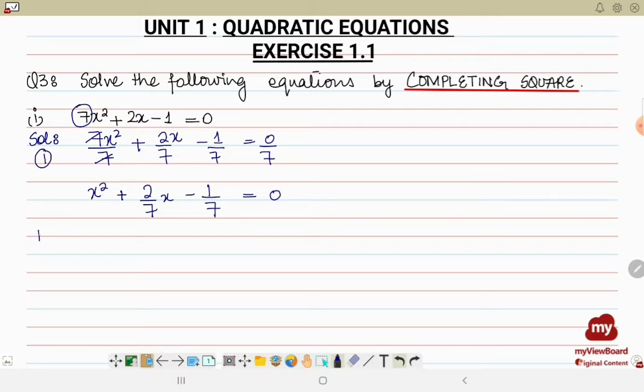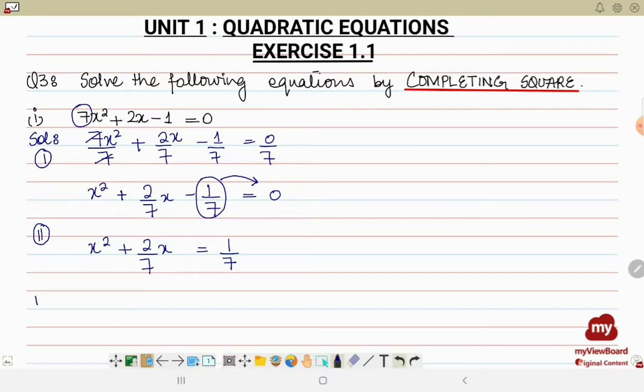Now the second step of working is that we have to shift the constant term to the other side of the equation. Here the constant term is 1 by 7. So we have to shift that constant term to the other side of the equation. So it will become x squared plus 2 by 7x equals 1 by 7. When this term will move to the other side, it will become plus 1 by 7. So I hope the second step of working is easy for you now.